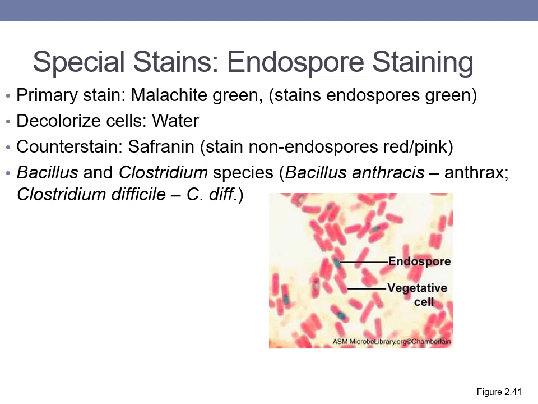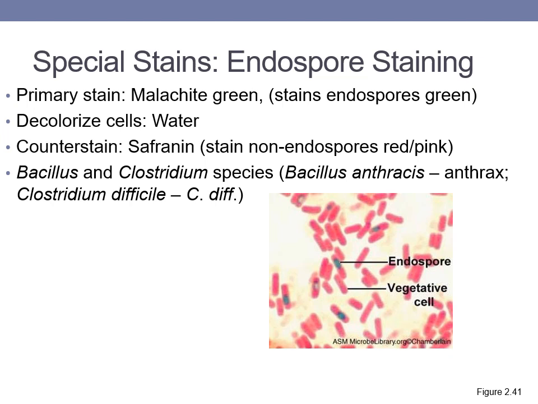Some organisms form protective structures called endospores. These structures can withstand very harsh conditions. The endospore stain stains endospores green with the malachite green dye, and all other cells are stained pink or red. The decolorizer for the endospore stain is simply water, and it easily removes the malachite green from the non-endospore cells, also called vegetative cells, that are subsequently stained pink or red by safranin dye.